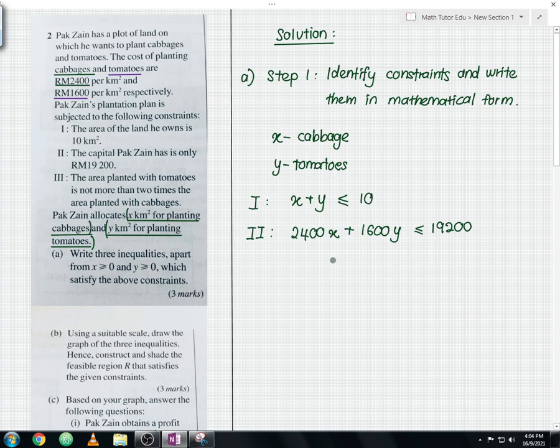How are you going to simplify this equation? We divide the whole equation by 800. So when you divide the whole equation by 800, you get 3x plus 2y less than or equal to 24. There is a reason why we are doing the simplification: it will be easier for us to plot the graph in our upcoming steps, guys. So our constraint 2 is done. Let us proceed to constraint 3.